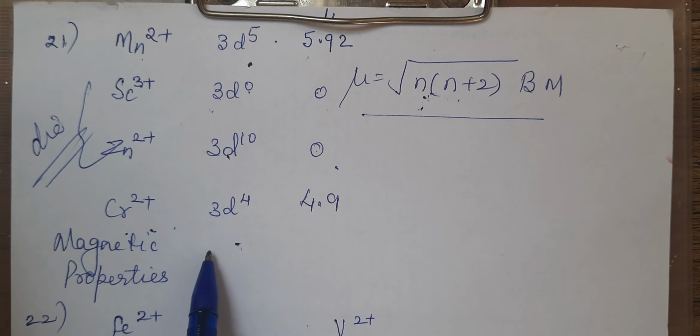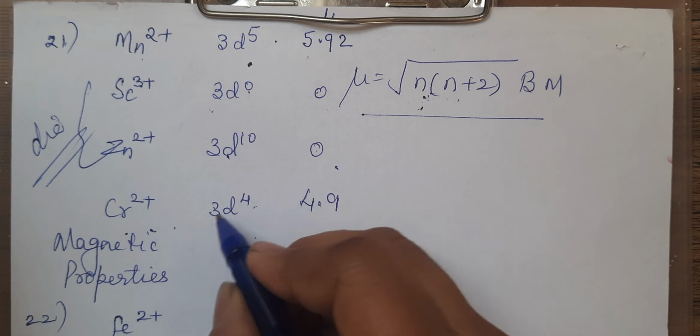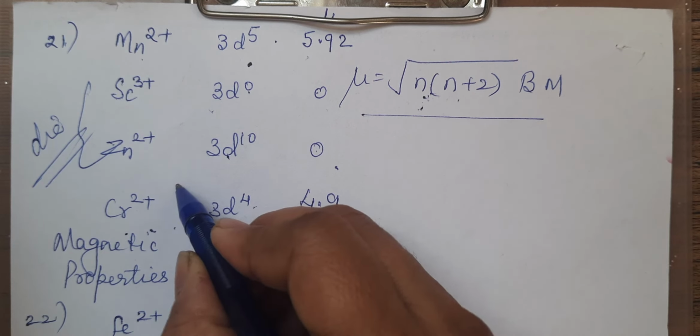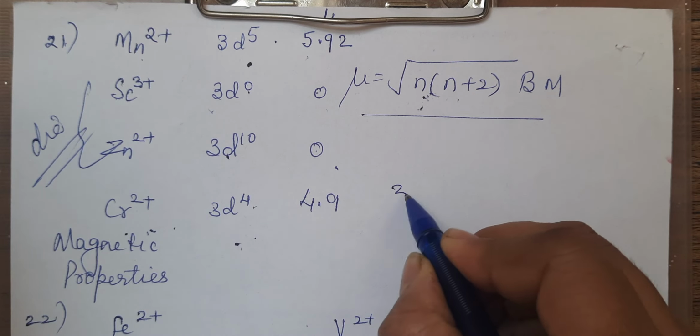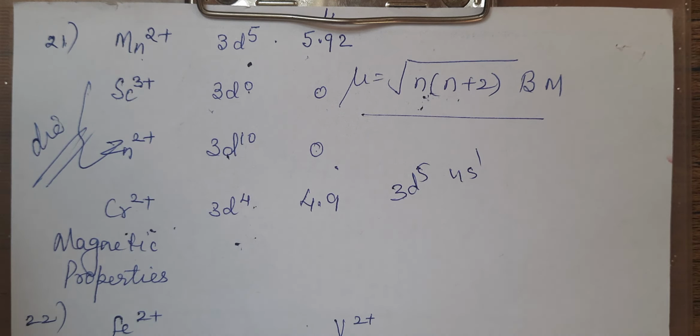Chromium, if you write the configuration, d4 you are writing. I suppose it is d4 because it was 3d5 4s1. Correct, it is d4. 4 means 4 unpaired, so you can just put the n value as 4 and calculate. So for any magnetic property, you can find out whether they are magnetic, para or dia.